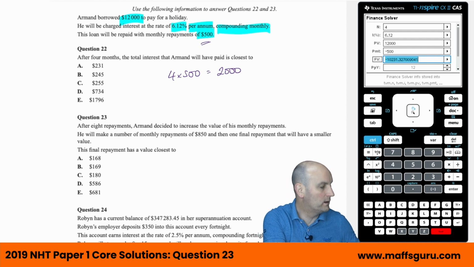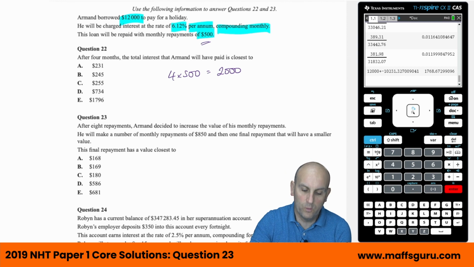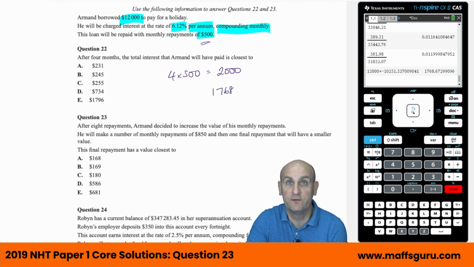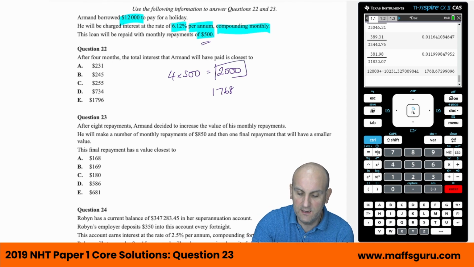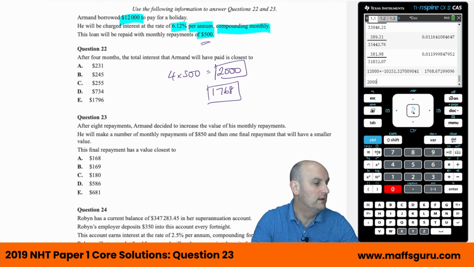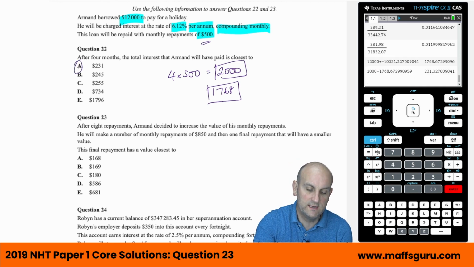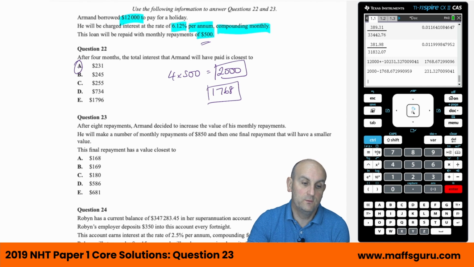So if I now copy that and escape out of it, plus the value there is going to give me 1,768. That's actually what I paid off. So the difference between the money I gave and what the loan still stands at, or what I've paid off, is my interest. If I do 2,000 and subtract from that my answer, I'm going to get $231. So question 22 is A, which is the correct answer.